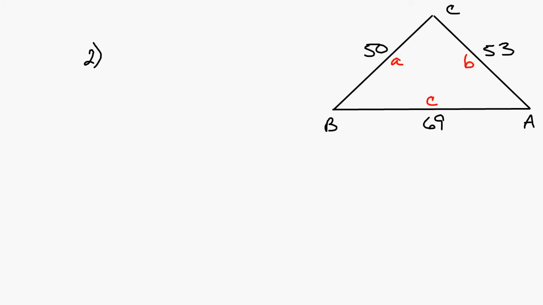You can pick whichever angle you want to solve for first. You're going to use the law of cosines to solve for an angle. So I'm going to solve for angle A first. That means you would use the first formula that I gave you in your notes yesterday, which said a squared, 50 squared, equals b squared plus c squared, 53 squared plus 69 squared, minus 2 times b times c, which is 53 times 69, times cosine of A.